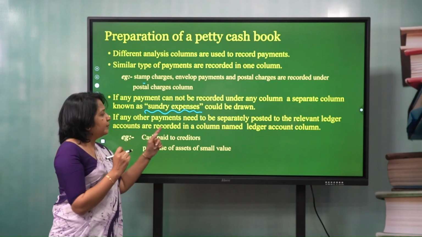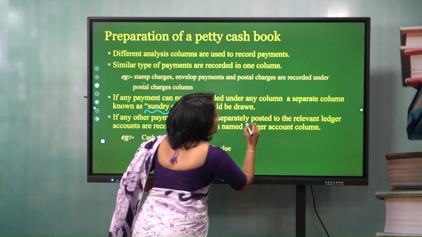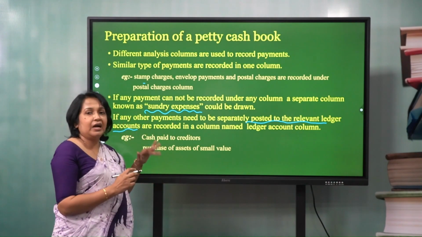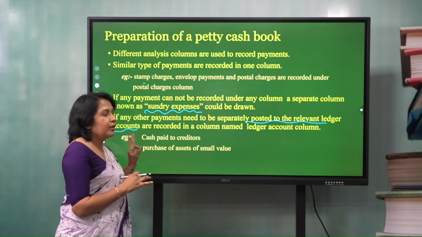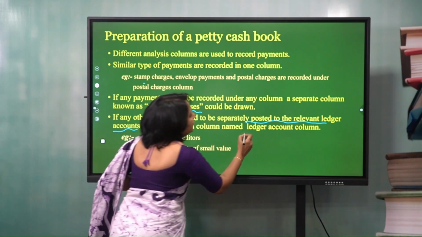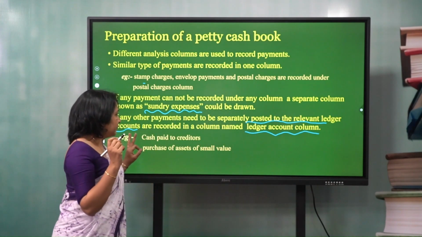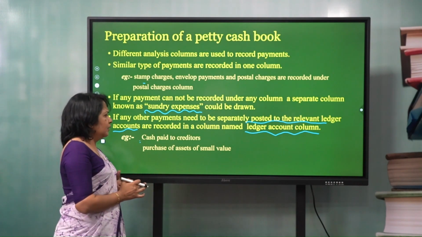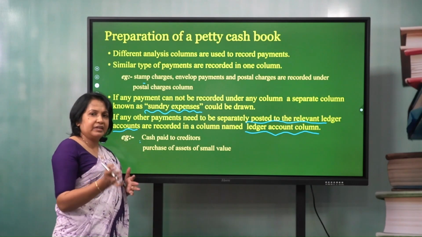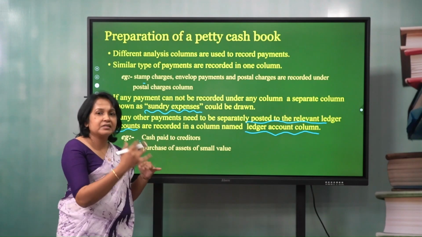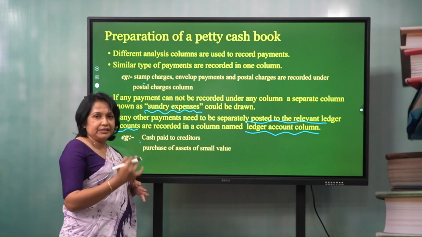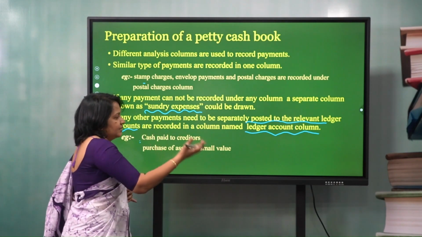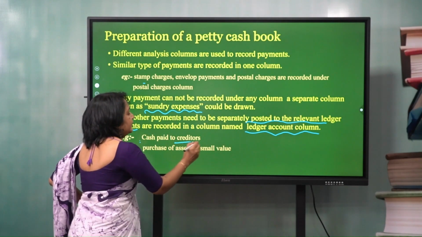And children, if any other payment needs to be separately posted to the relevant ledger accounts, those types of expenses we can't record under analysis columns. At that time, we have to open another separate column called the ledger account column. Now, these are the examples for that. Cash paid to creditors. When you are paying cash to creditors, we should know how much was paid to each and every creditor. So we are keeping a separate account for each creditor in the ledger. Therefore, we have to show separately how much we paid to all the creditors, so we use another separate column for each creditor.